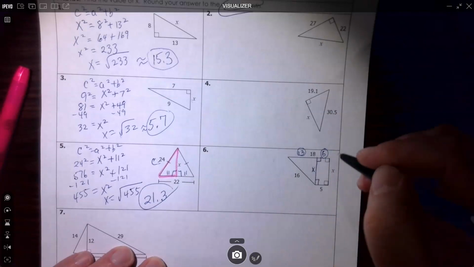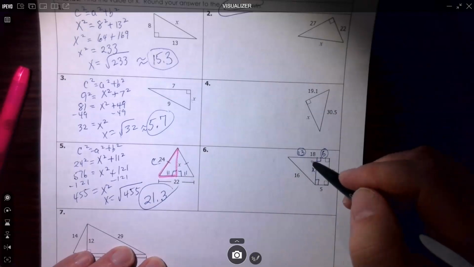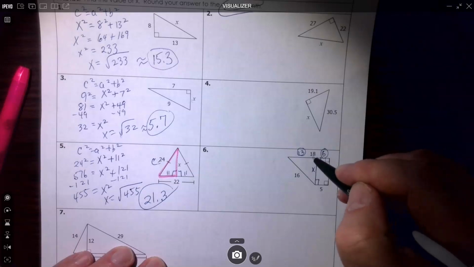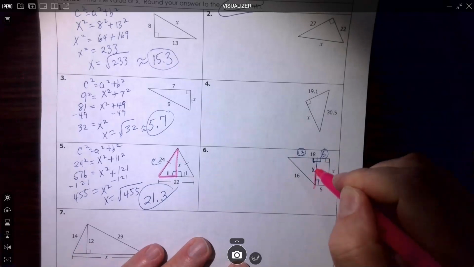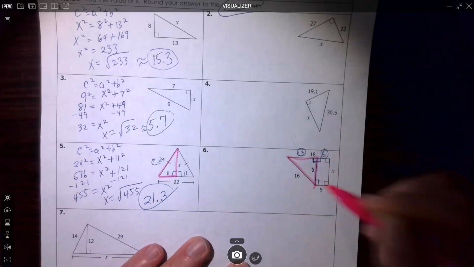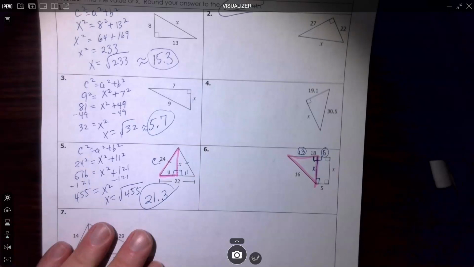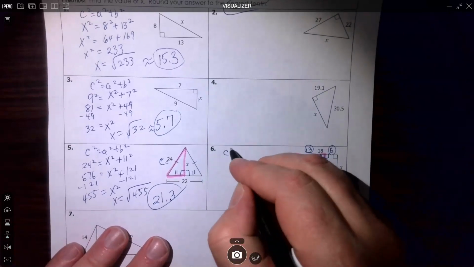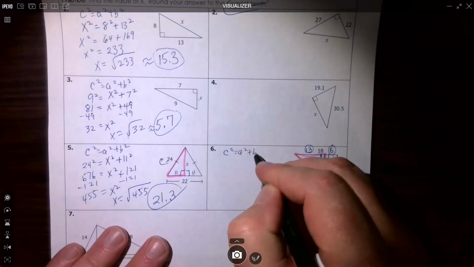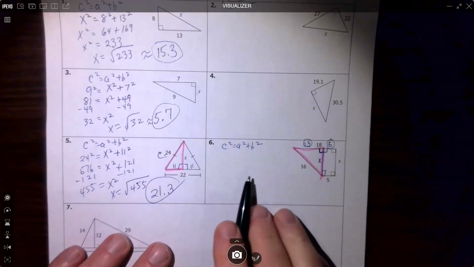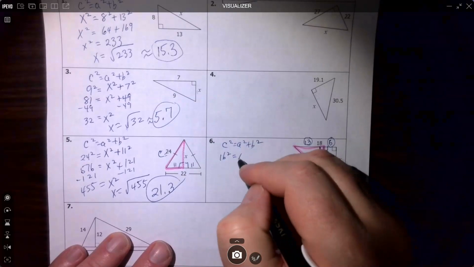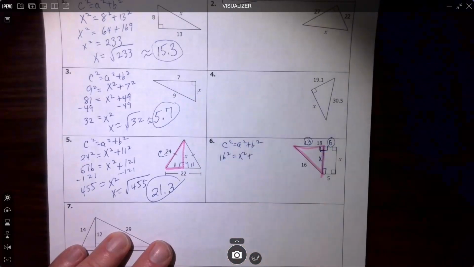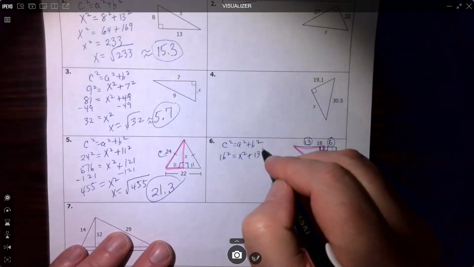Now I've got a right triangle because, again, when we talked about angles, if there's a 90-degree angle here, there's also a 90-degree angle there, and I have myself my right triangle again. And that's what I'm going to figure out. So c squared equals a squared plus b squared. For c squared, I put 16 in there. The variable goes in for a, and b is 13 squared.